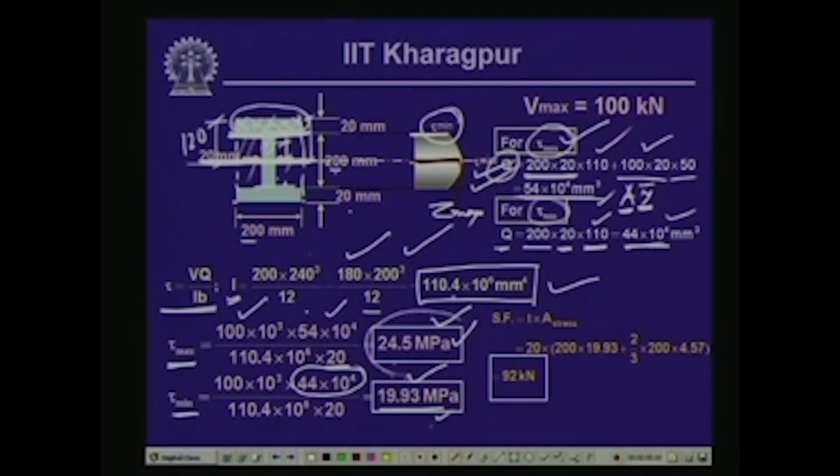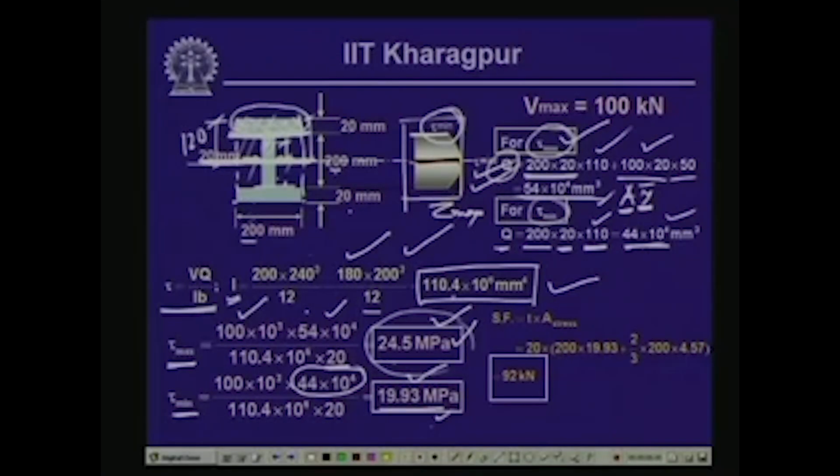So, this is the maximum value of the shearing stress that will occur in the beam section when it is subjected to a shear force of 100 kilonewton, and in this particular I section the maximum value of the shear stress is at the neutral axis, and the magnitude of that is 24.5 megapascal. Now, let us look into the second aspect, in which we need to find out how much shear force out of this 100 kilonewton the web part of this beam is going to carry.